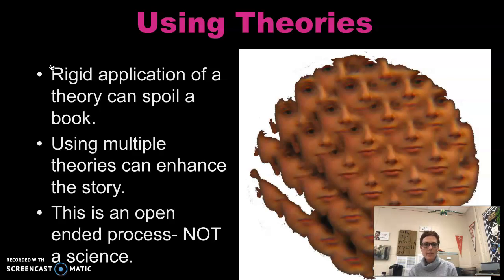It's an open-ended process. Some of you who are very black and white, the lenses will challenge you because it's not a science. It's open-ended. We try to find different things in the books to fit or enhance a theory.